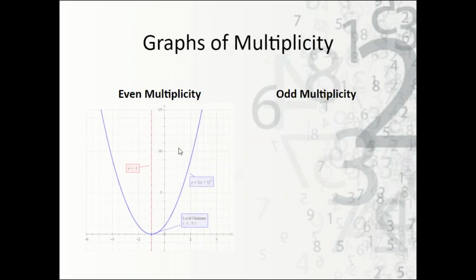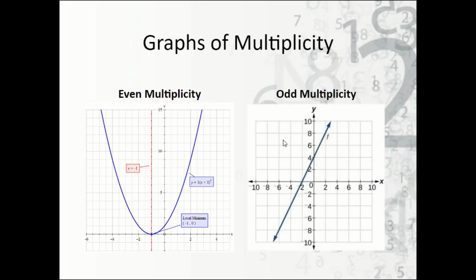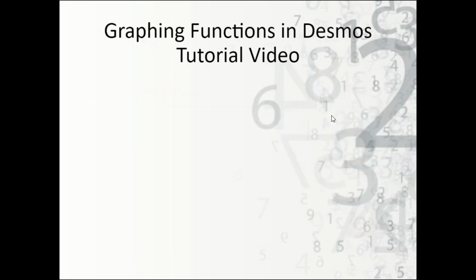So even multiplicity. Notice here we have a point, and it has a multiplicity of 2 or 4 or something like that. It's going to touch, bounce back, and come back up. So anytime we have a multiplicity that's even, it's going to touch at that point and then bounce back up. Now, an odd multiplicity is going to pass through. So we have an x-intercept here, or a zero here at -2, and it's going to pass through and keep going. So even multiplicity, odd multiplicity.